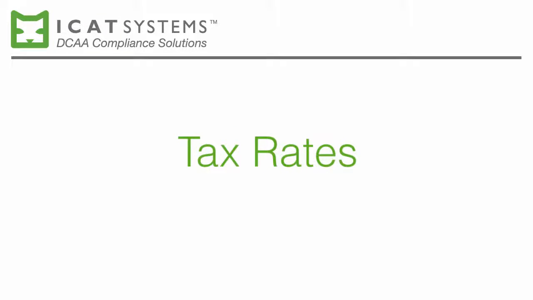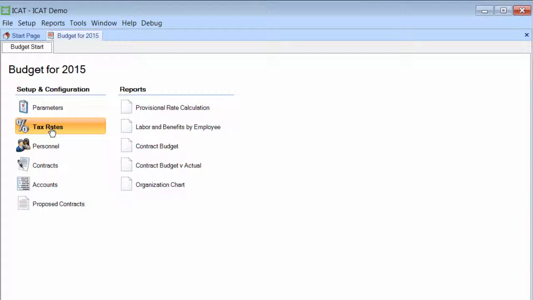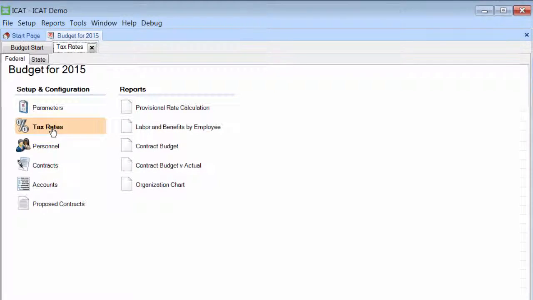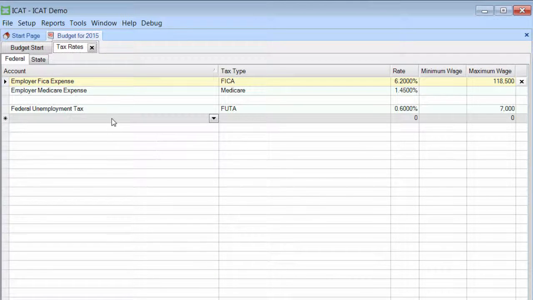The next parameter for establishing the budget is our tax rate screen. In the tax rate screen, we have tabs for establishing federal and state payroll taxes. Here, we're defining what payroll taxes the company incurs for both federal and for state. The federal setups will be fairly consistent.